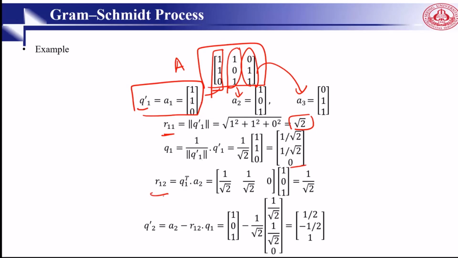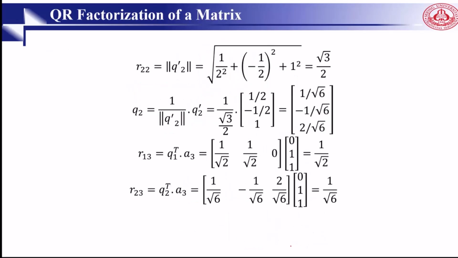Then we move to R12. R12 is the transpose of Q1 multiplied by A2, which gives us this one. Then we form Q prime 2 as A2 minus R12 multiplied by Q1, which gives us this one. Then we go for R22, which is the norm of Q prime 2, and we come up with this one. Then, based on this, we form Q2 as Q prime 2 divided by the norm of Q prime 2, which gives us this one.